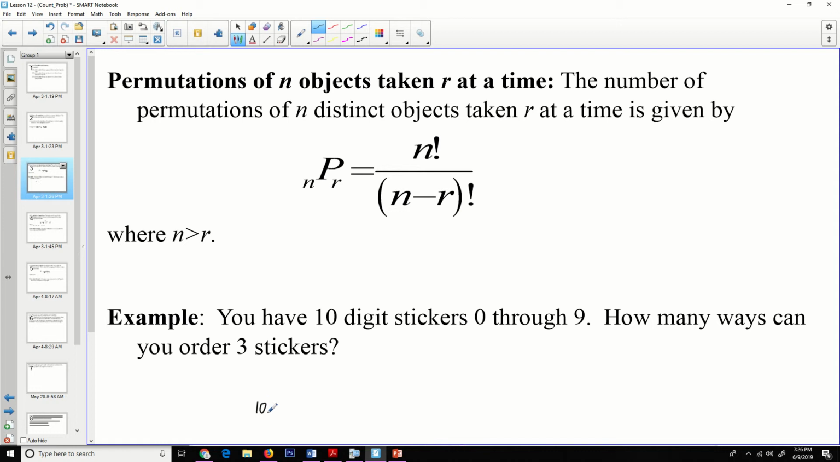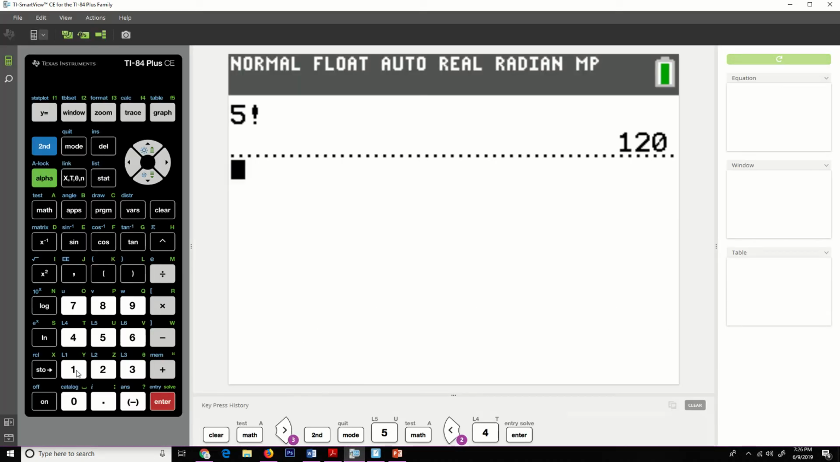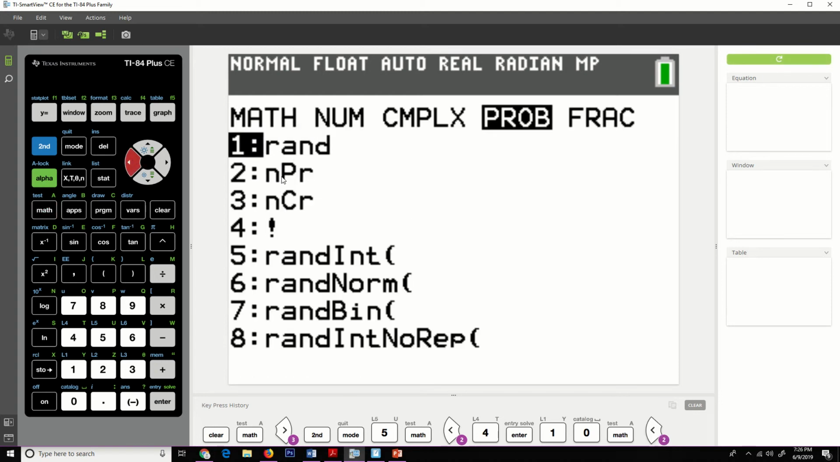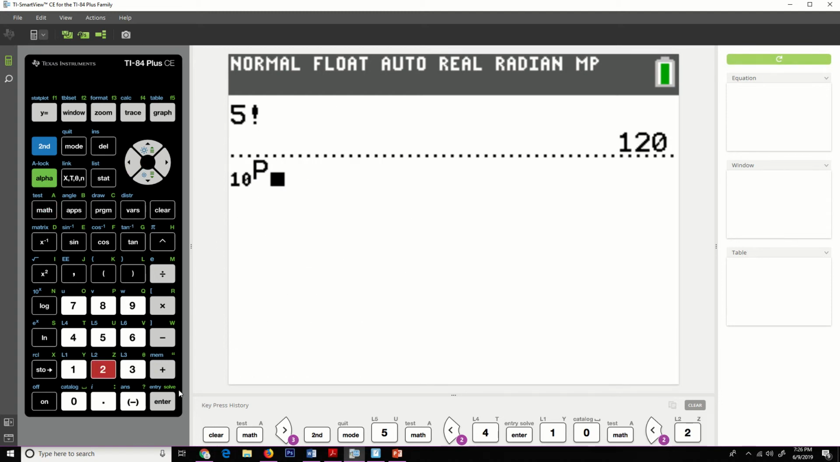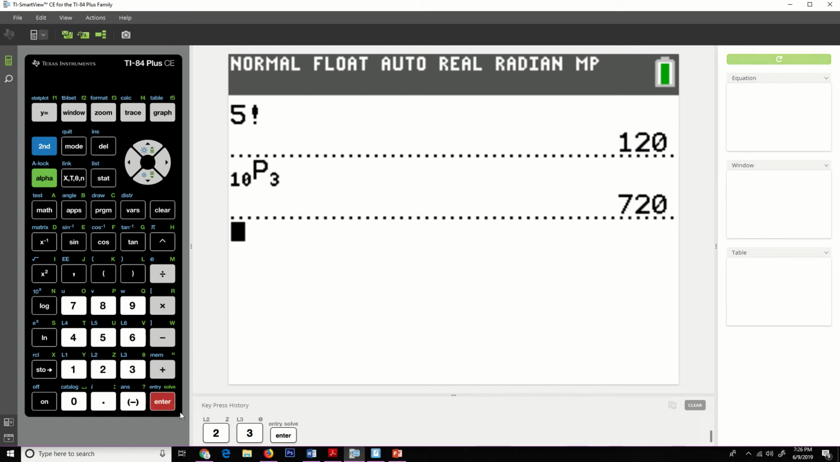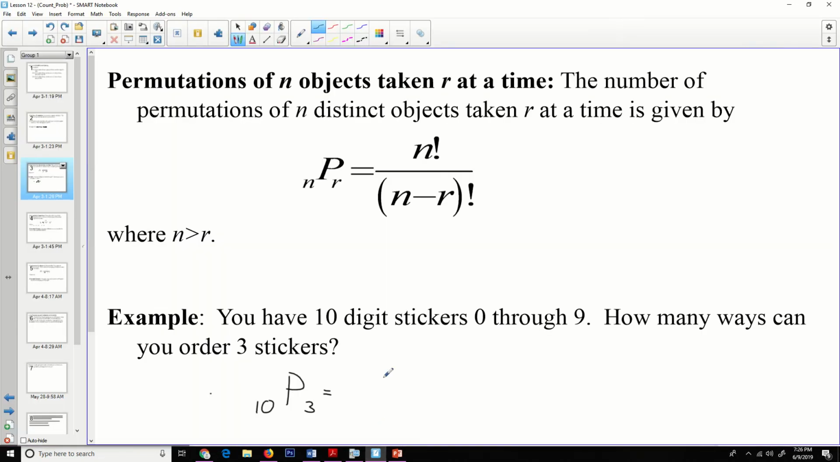It's going to be 10 permutations of 3, and we're going to put that in the graphing calculator. Now again, when you're doing a permutation or a combination in the graphing calculator, you kind of have to plan ahead. We're going to type in that 10 first. We're going to hit that math button. We're going to go over to probability again. We're going to hit 2 for nPr, and then we want to have 3, and 720 different ways that you can order those 3 stickers.